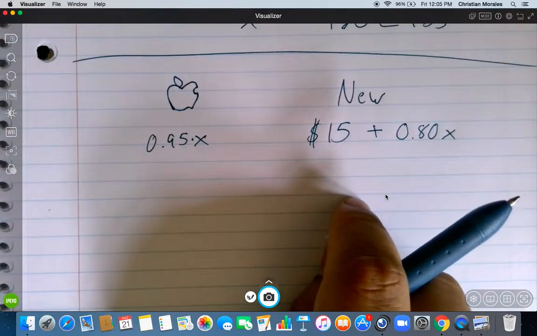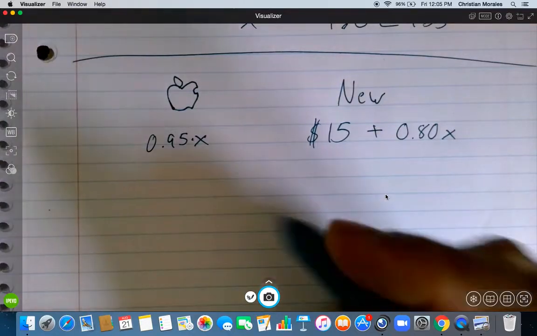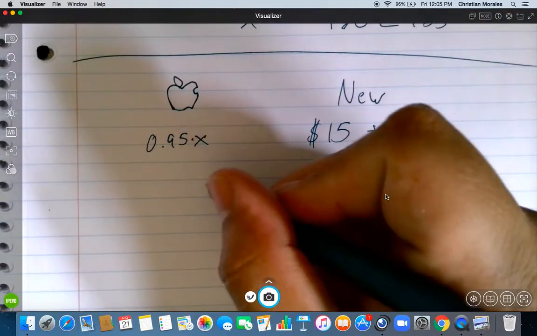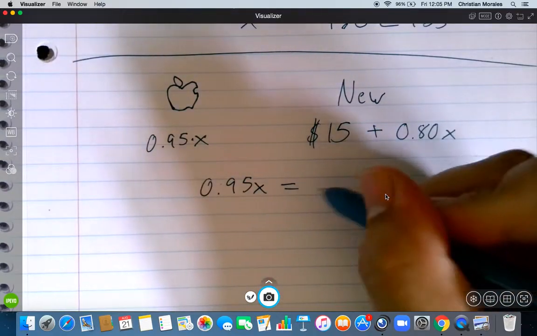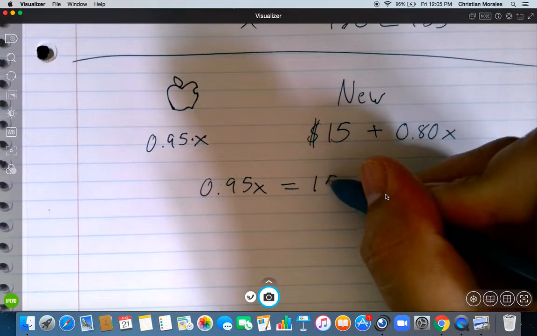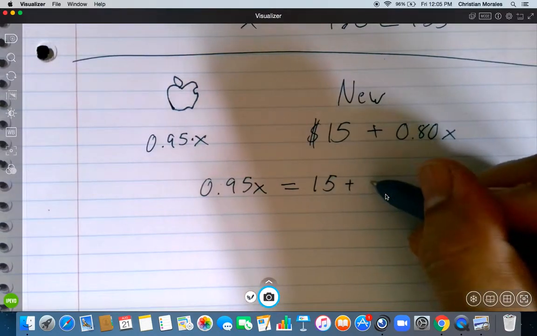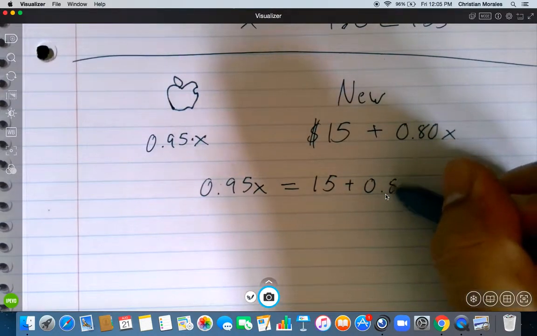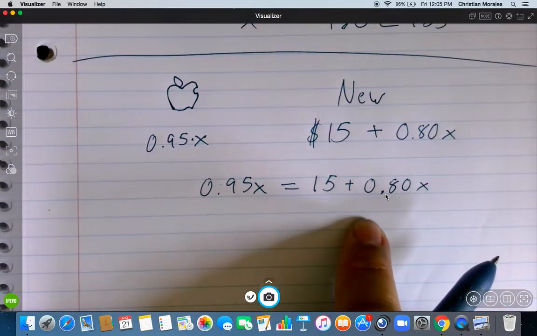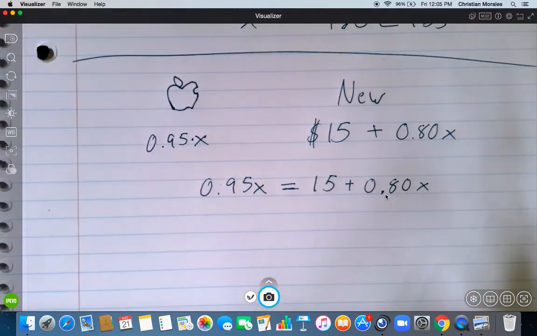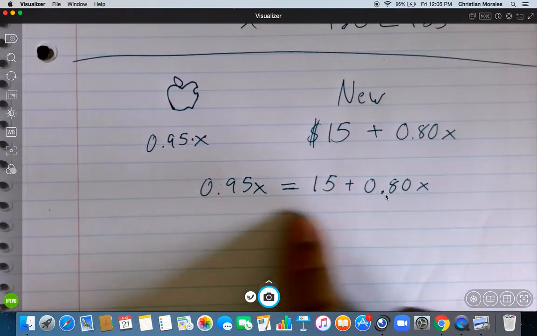So let's talk about this. Now, if I write this as an equation, I want to know when will I spend the same amount of money on Apple Music as on this new music service? So when will I spend the same amount of money? I'm asking, when will they be equal to each other? When will these things be equal? To do that, we set the two things equal to each other.